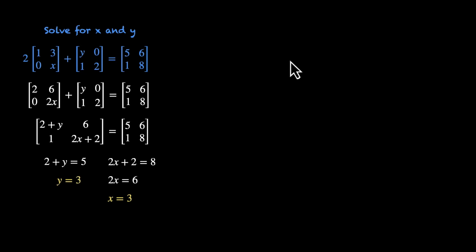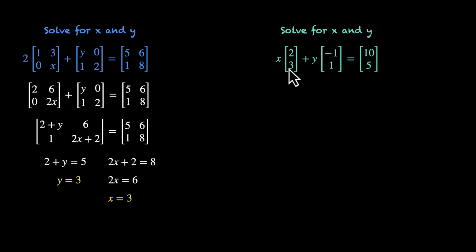Let's solve one more. In this one, x and y, these variables are outside the matrices. We have x times [2; 3] plus y times [-1; 1] equals [10; 5]. These are 2 by 1 matrices and x and y are multiplied to these two matrices. So pause the video, try this out.